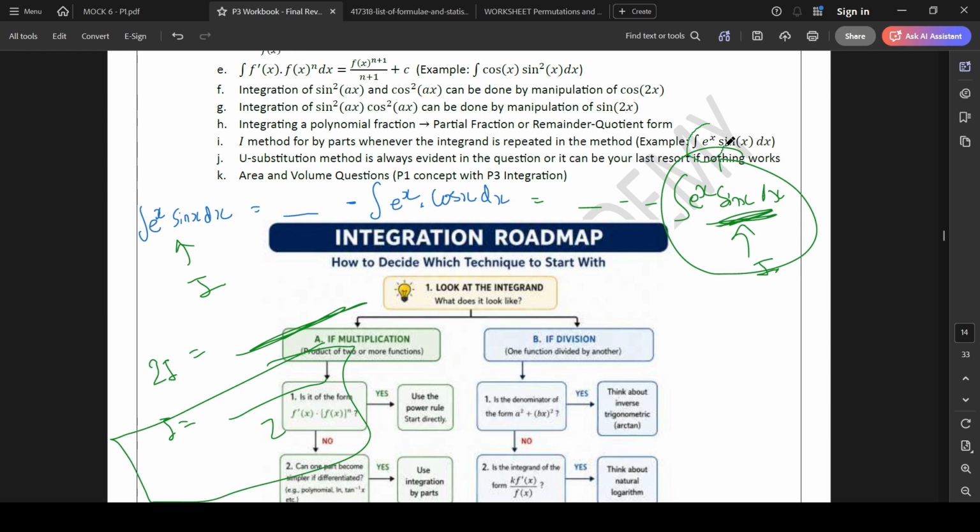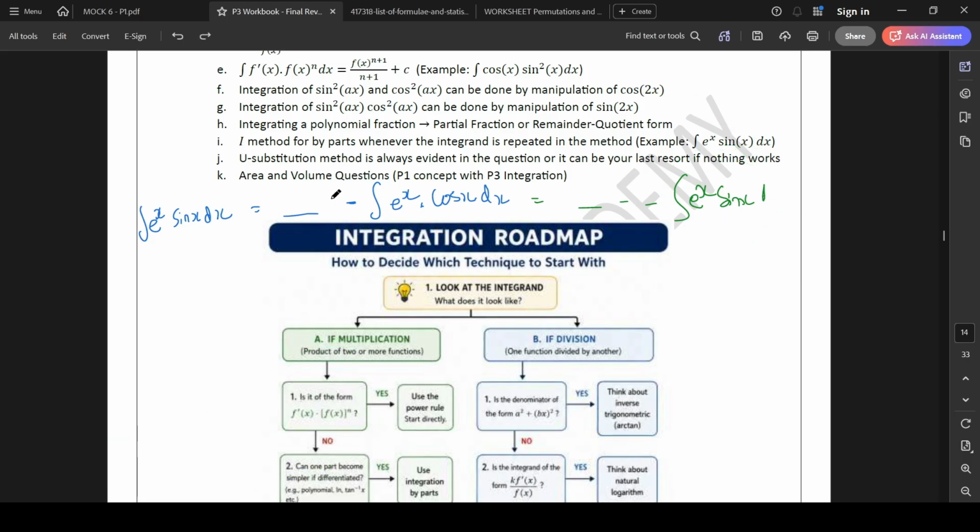If you are not aware of this kind of rule, I'll give you the link of a video for this kind of question in the description. You can go ahead and check that out, and I hope it will be useful. The questions with respect to this method I've never seen in my experience so far in P3, but you should be aware of this. So I highly recommend that you check this video on how to use the I method for this kind of question.